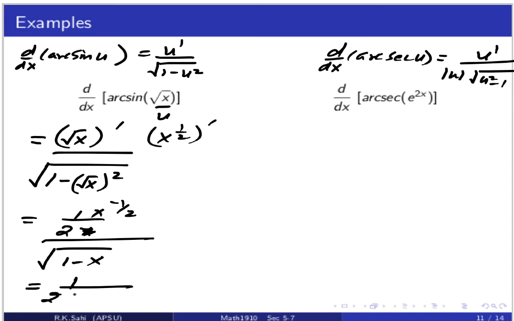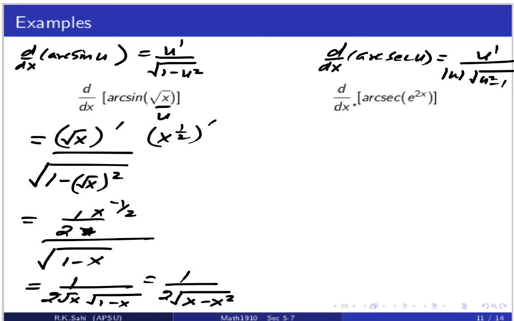Or you can write this as 1 over 2, take the square root down and 2 also down, square root x times square root 1 minus x. Okay, you can do further algebra if you want, and the final answer, because you can take the x inside, is 1 over 2 square root x minus x squared.